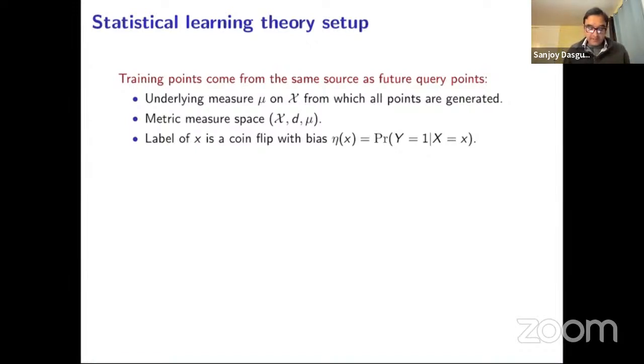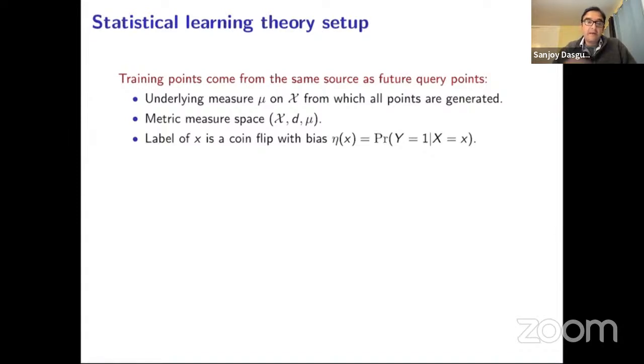So this distribution is some measure mu on this space X, and all points come from this. And so we actually have a metric measure space: the space X, the distance metric D, and this distribution mu. So that's how we get the X's. And now for any X, its label Y, 0 or 1, is a coin flip, with bias eta of X. So eta of X is just the probability of getting label 1 at X. So the labels are not necessarily deterministic.